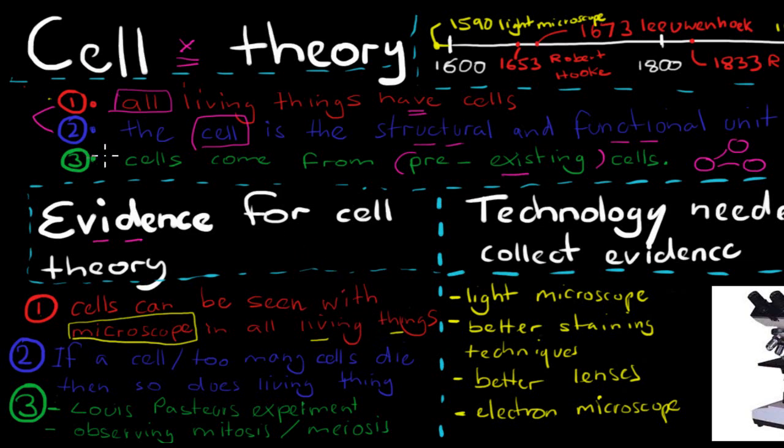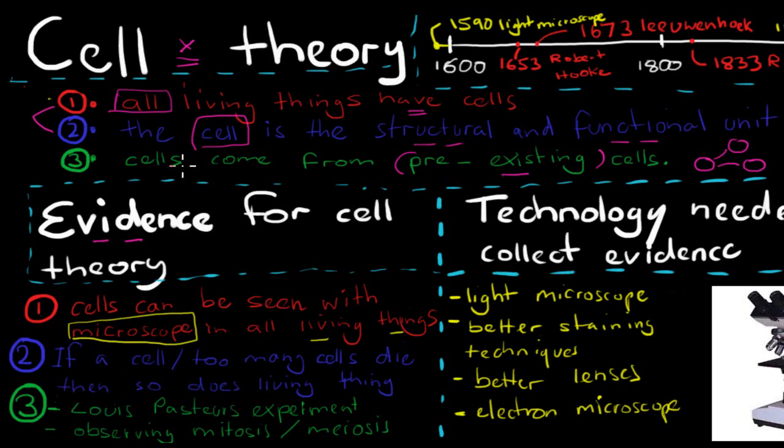Now, for the second point, that the cell is the structural and functional unit of living things, the evidence we have is that if a cell or too many cells die, then so does the living thing. So what that means is that cells provide that structure and function, and if the cells go, we go as well. So that's evidence that cells basically provide us with the function we need to survive. We know that if cells die, we die, and that helps us support that cells are a structural and functional unit of living things.